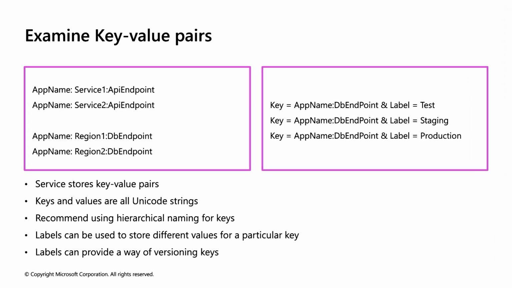Azure App Configuration stores settings as key value pairs, where both the key and the value are Unicode strings. This flexible approach allows you to organize configuration data using hierarchical naming conventions, making it easier to manage settings for different services, environments, or regions. For example, you might have keys like appname/service1/APIendpoint or appname/region1/DBendpoint, and use labels to distinguish values for testing, staging, or production environments.